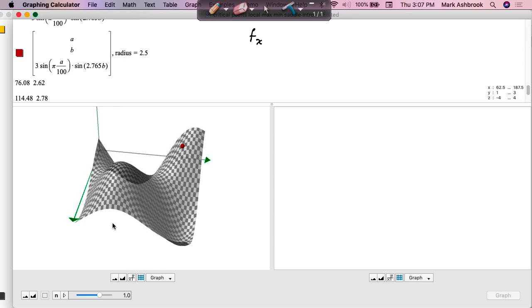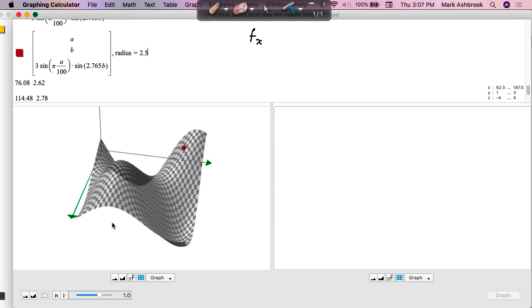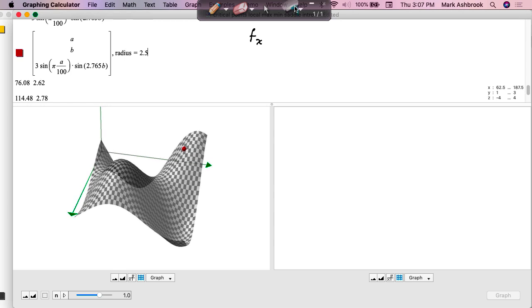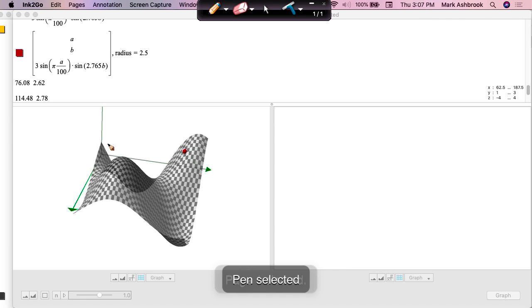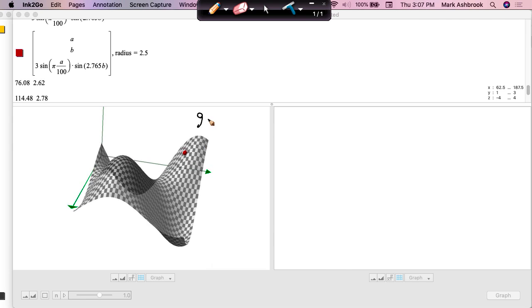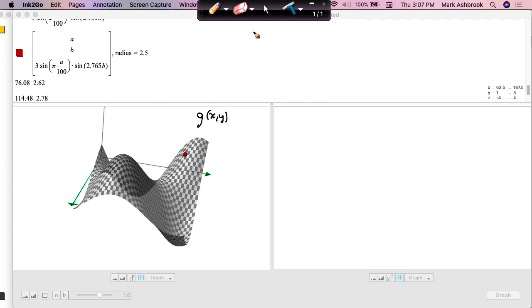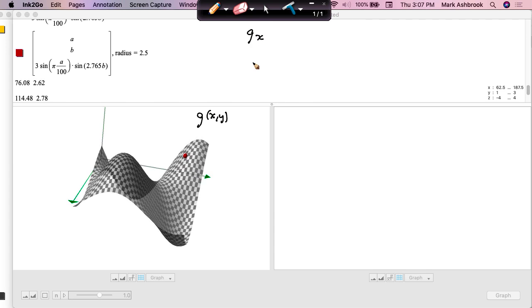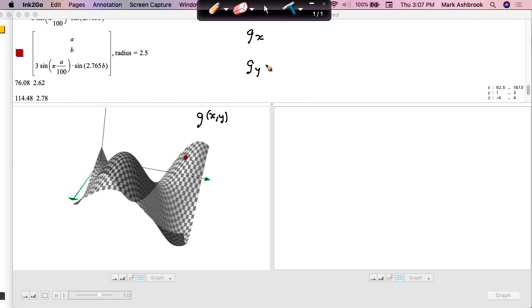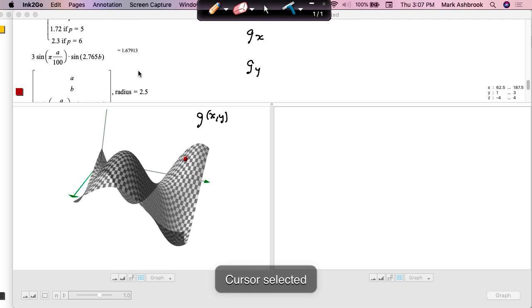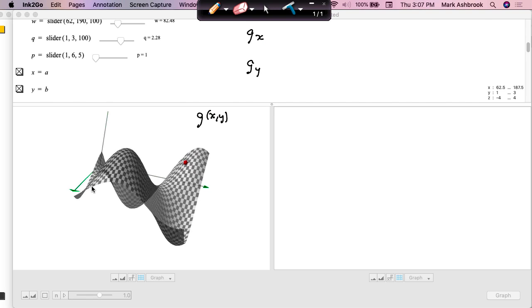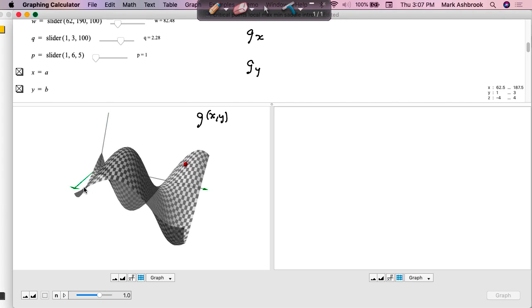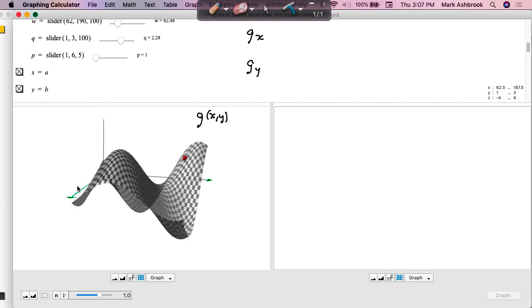So here's this function. F is overused, so let's call this function g. And I'm not telling you anything about what the actual function is. What happened? Did it just go into two panes? I shouldn't have done that. What happened?